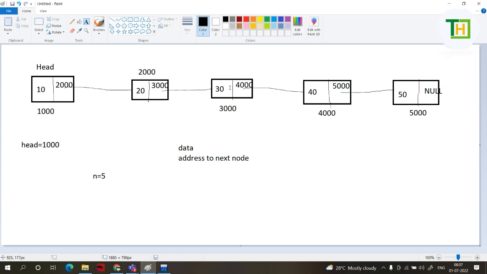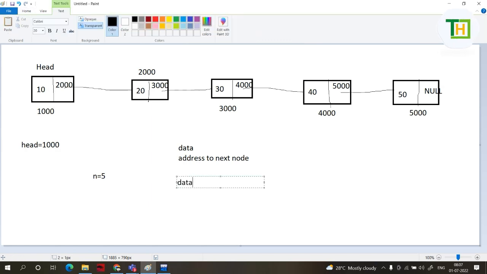Okay. If you observe here, this is the first node, and the address is going to be 1000, and that is saved in the head. In the node, we can differentiate the two parts: the first part is named data, and the second part is named next.